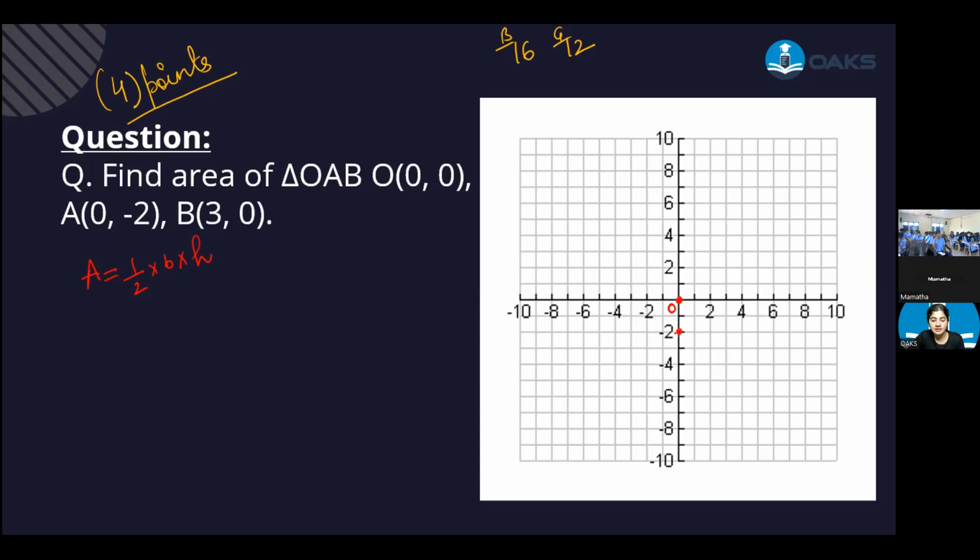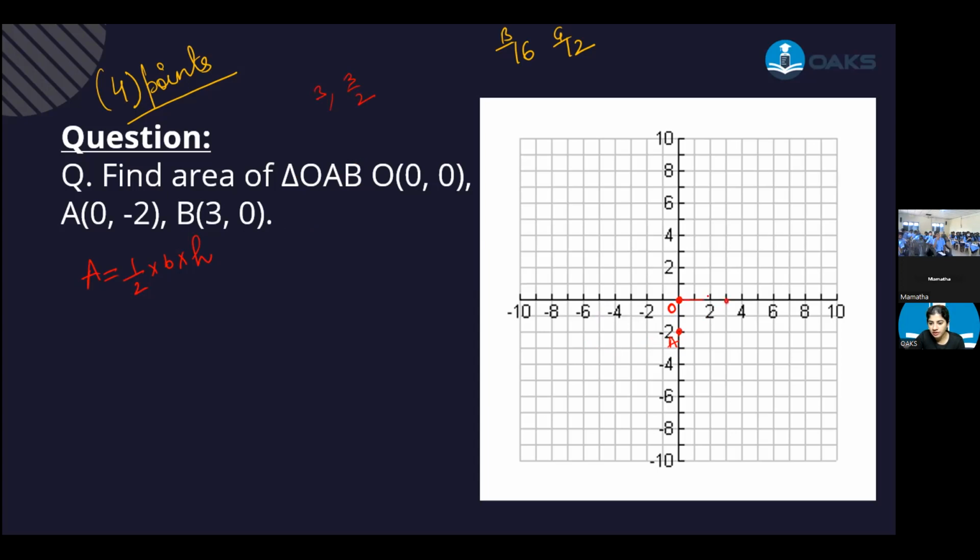Anyone with the answer? Who is saying? Girls or boys? Boys, madam. Boys are saying 3. Girls? Do you have any answer? 3 by 2. Okay, let's check. So this is O, this is A, and B is 3, 0, right?